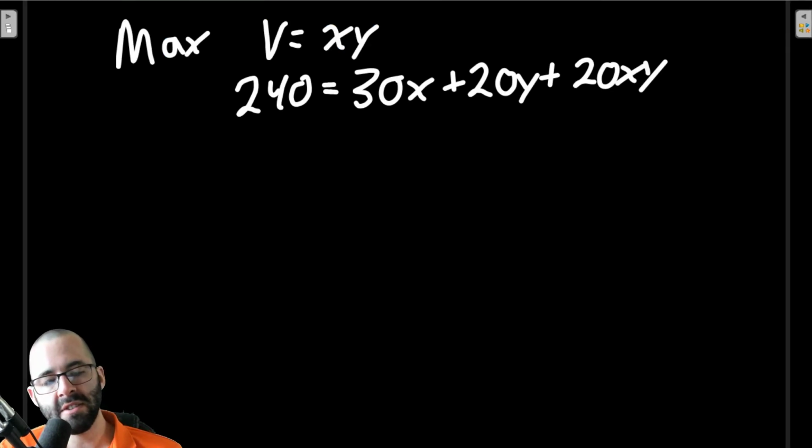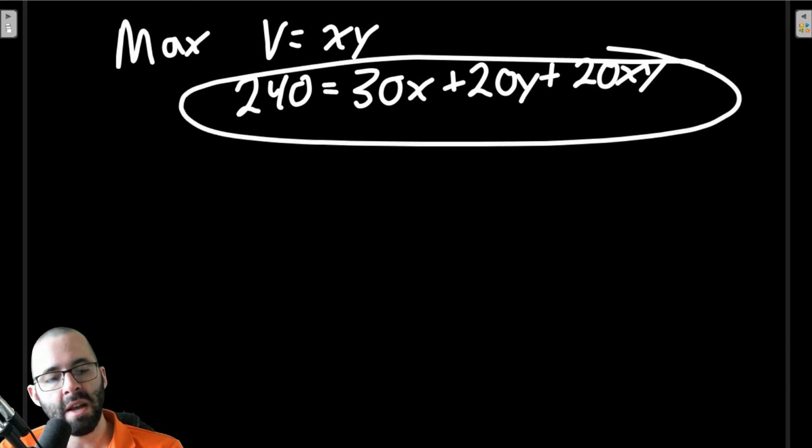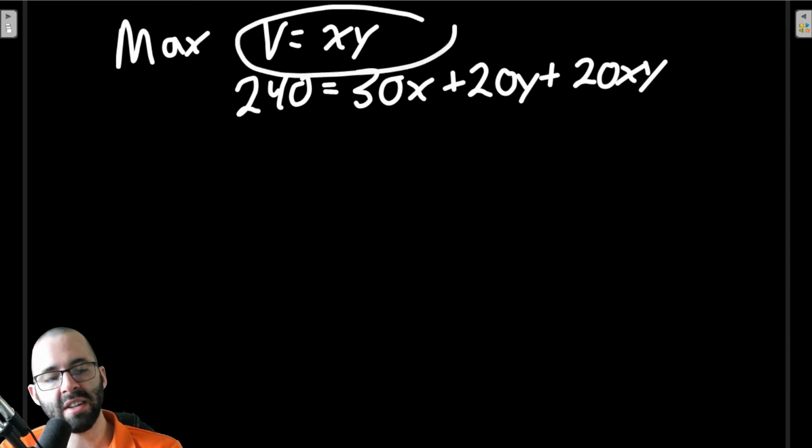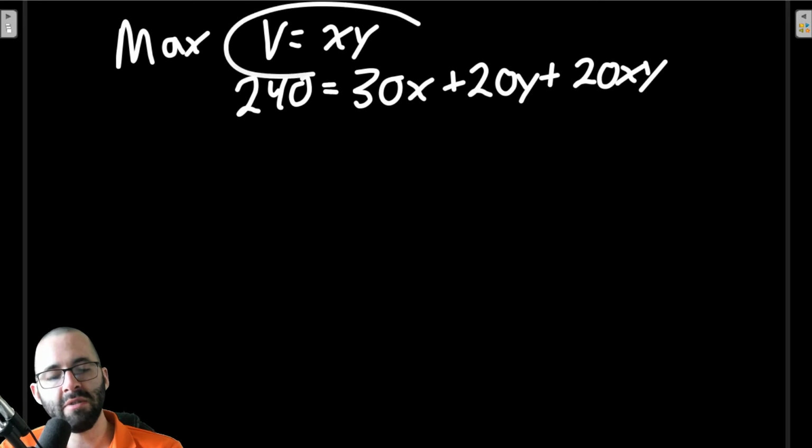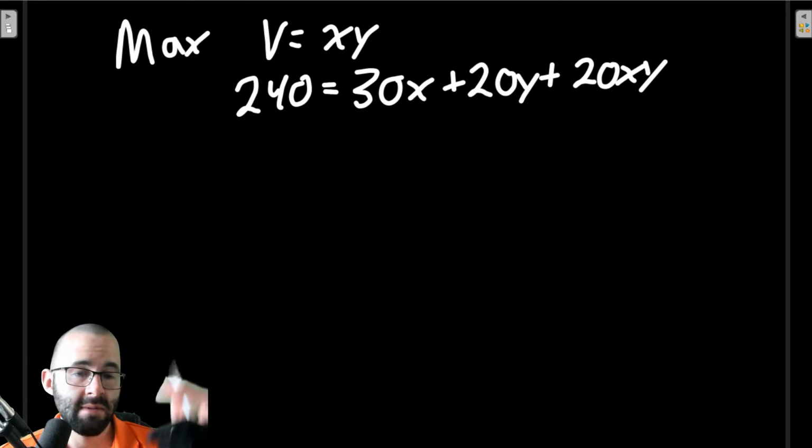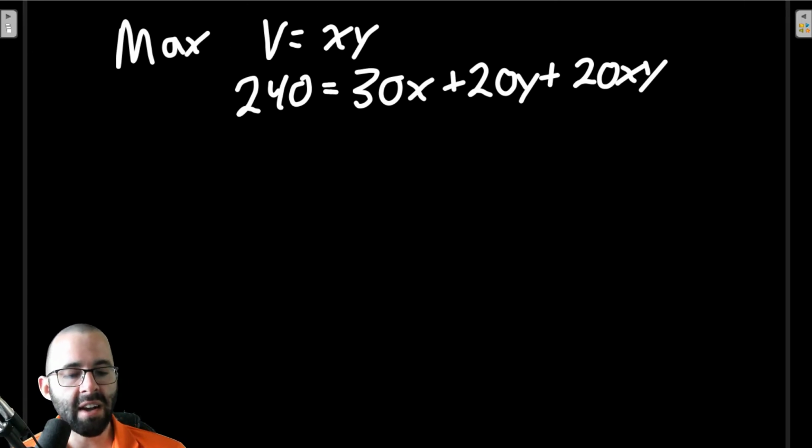So for these constraint equations, for constrained optimization, like in the previous chapter, we want to solve for one of these variables and plug it in to our objective function to make our objective function only have a single variable. So we have to either solve for x or y.